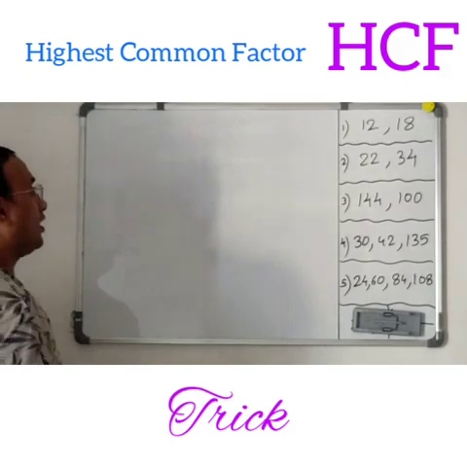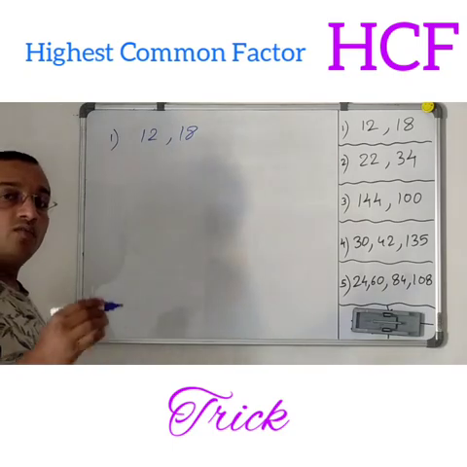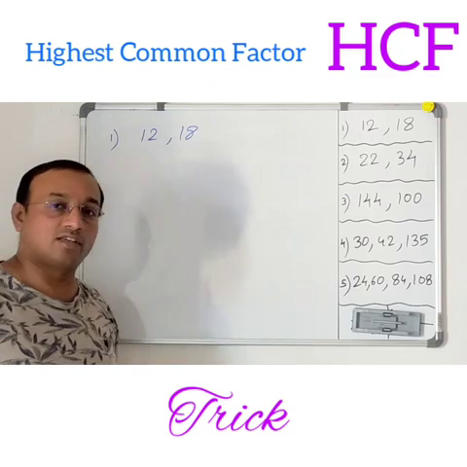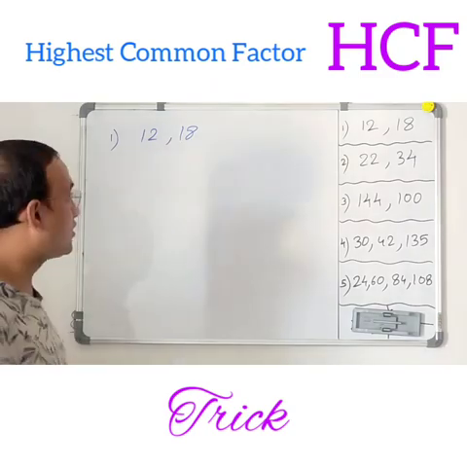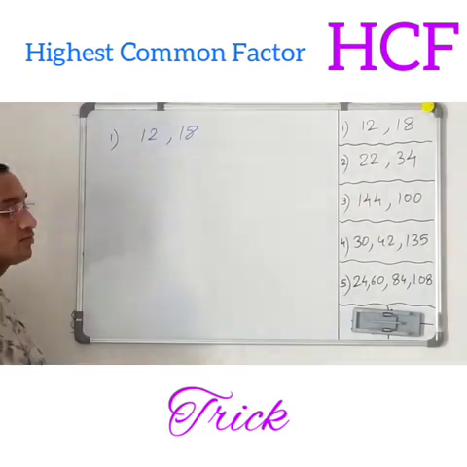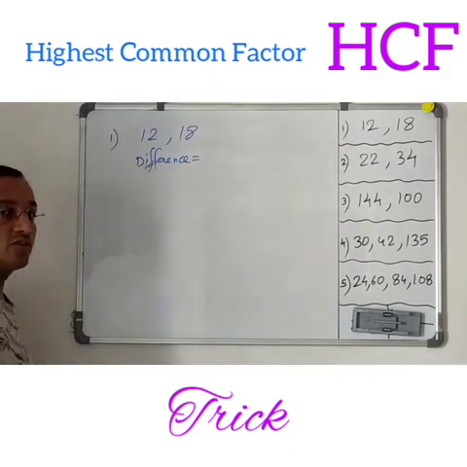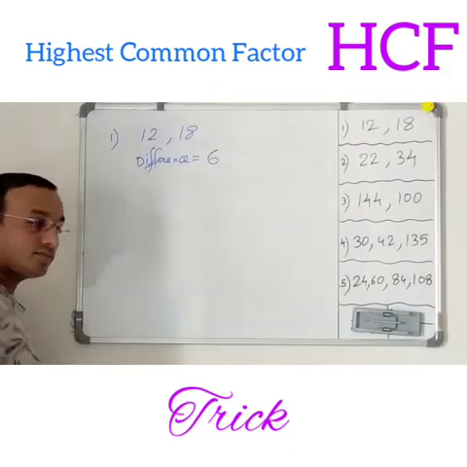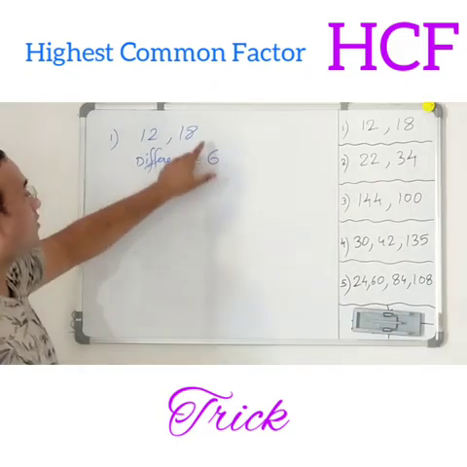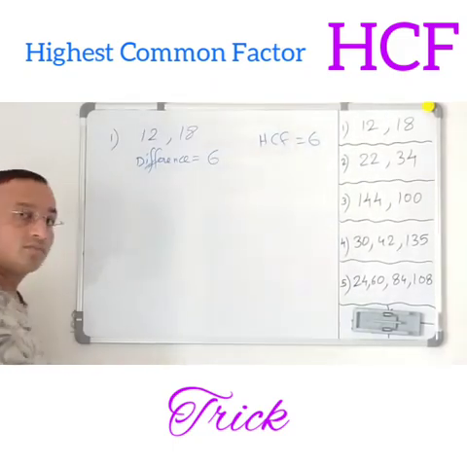So let's start by taking the first example, that is 12 comma 18. We are going to use the trick to find the HCF of these two rather than the methods we generally discuss in our textbooks. Okay friends, so let's go with this trick. For this trick, I am just going to see the difference between these two. Difference is nothing but big number minus small number. So what is the difference between these two? 18 minus 12 is nothing but 6. Okay friends, a simple trick. Does 6 divide 12? Yes. Does 6 divide 18? Yes, 6 divides both. Therefore, HCF is 6. Quite simple friends.